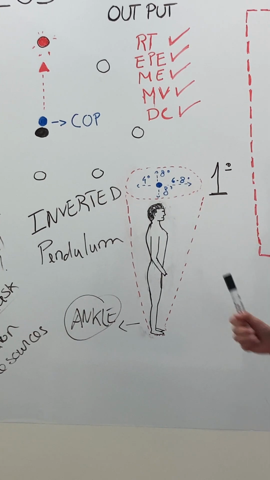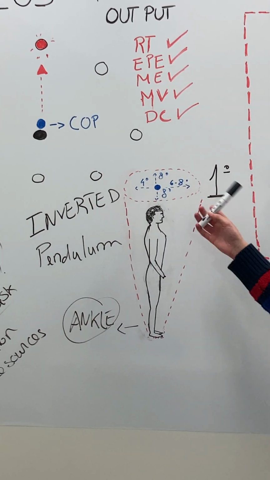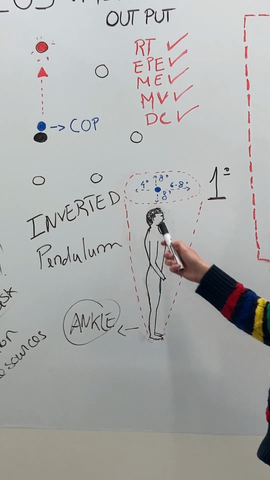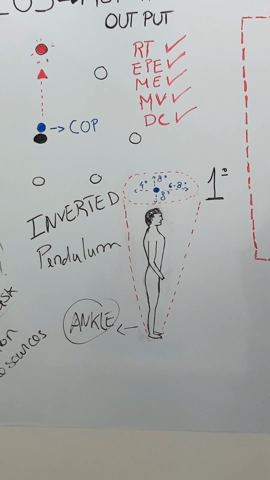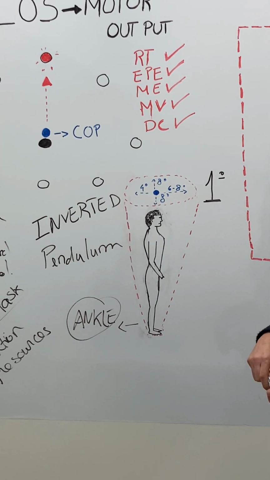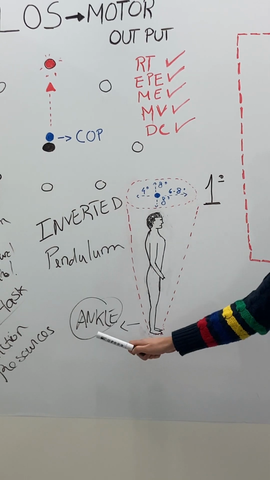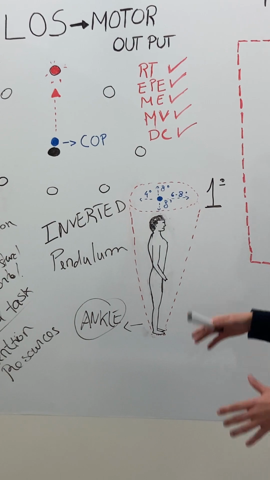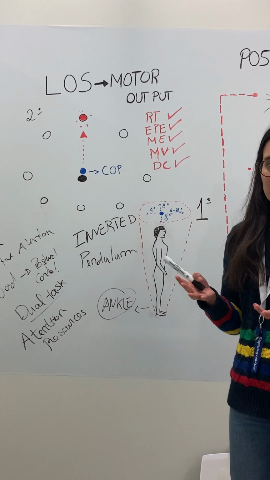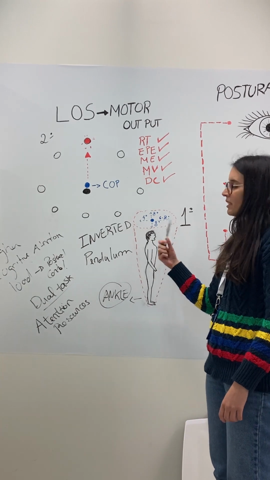The range of motion that we have available for this movement is around 6 to 8 degrees to the front, 8 degrees to the sides, and 4 degrees in the backwards direction. So we are talking about an inverted pendulum movement that starts and happens in the ankle joint. Our central nervous system has an internal representation of this stability area.